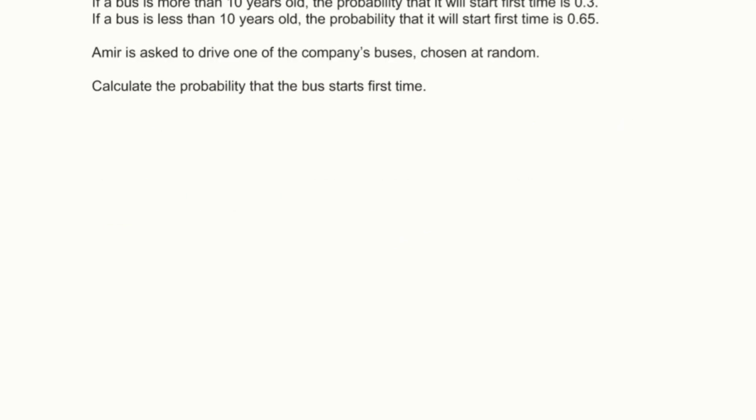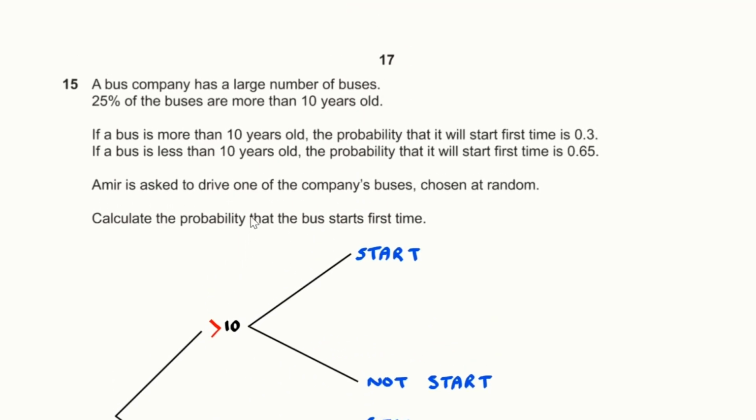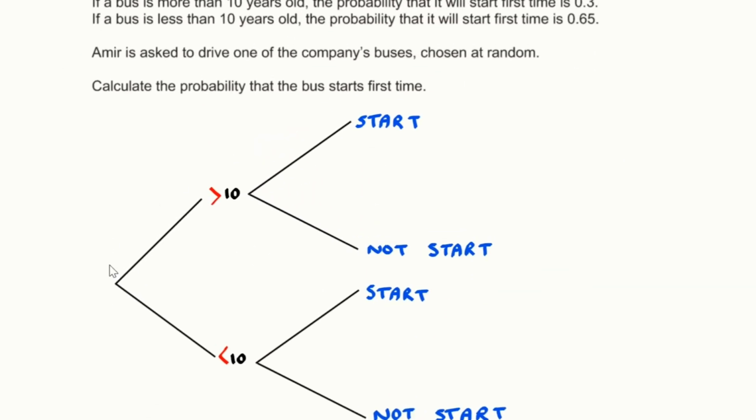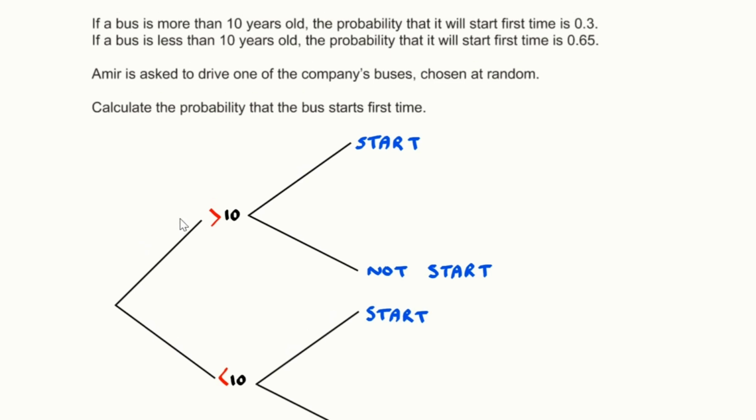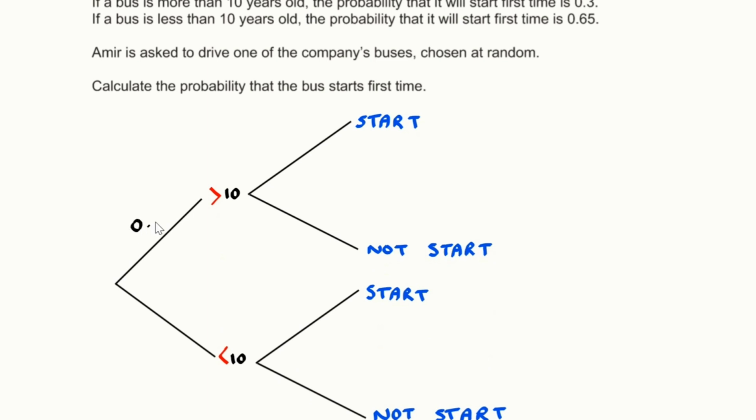Well, to do this question, one way we can do this is to draw a tree diagram. Here is our tree diagram. Got buses being more than 10 years old, less than 10 years old, and them starting or not starting. Now, if it's more than 10 years old, the probability that it will start the first time is 0.3. So more than 10 here, well, 25% of the buses are more than 10 years old. So here I've got 0.25.